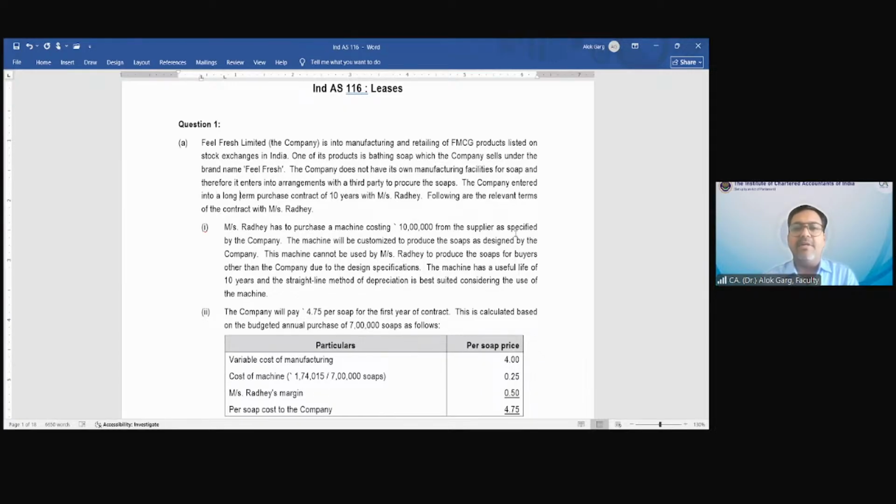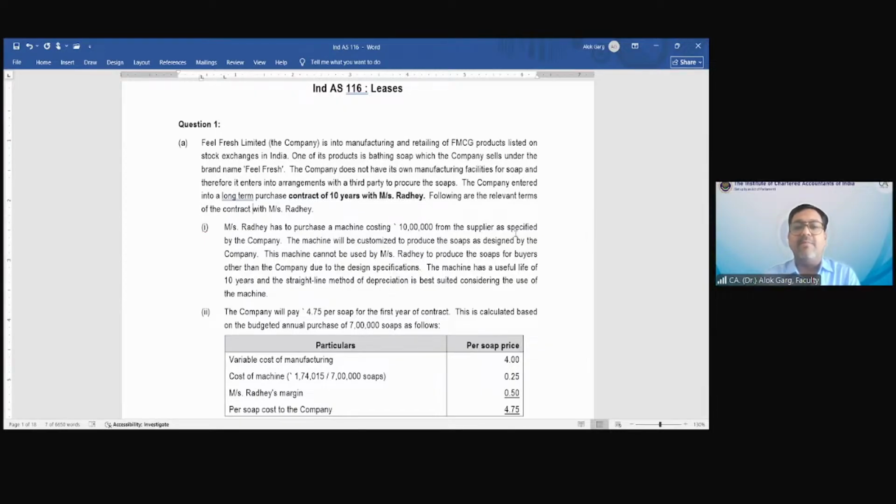The company entered into a long-term purchase contract of 10 years with Messrs. Radhe. Right? Company entered into a long-term contract with Messrs. Radhe. Since this company does not have a factory, this company is job working, outsourcing, and this company entered into a 10-year contract with Messrs. Radhe to manufacture the soap.